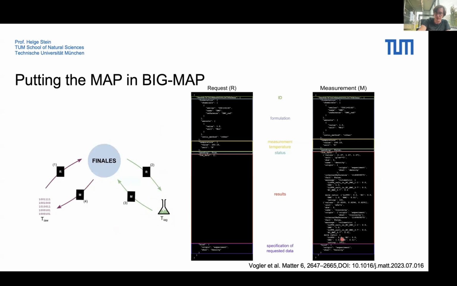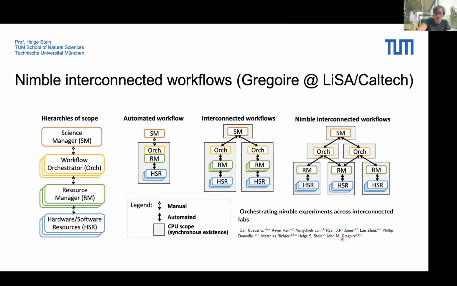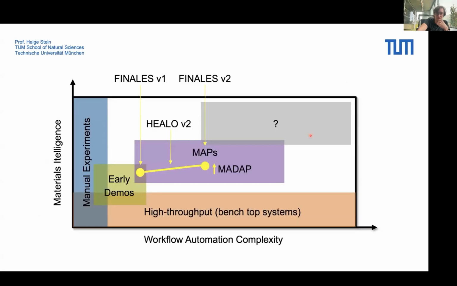And this is now published in Meta. You can also do this a little bit differently. This is a very recent paper that has actually been accepted in Digital Discovery now. This was mostly developed in Johnny Gregoire's group at Caltech. If you're interested in this, read the paper. The basic idea is that here you have not this completely non-hierarchical workflow as in Finalis. Here you still have a hierarchical workflow where you have different orchestrators that are orchestrated through a central science manager.